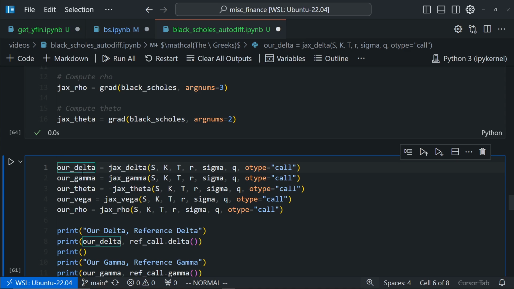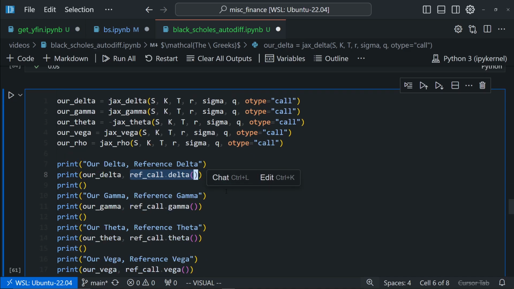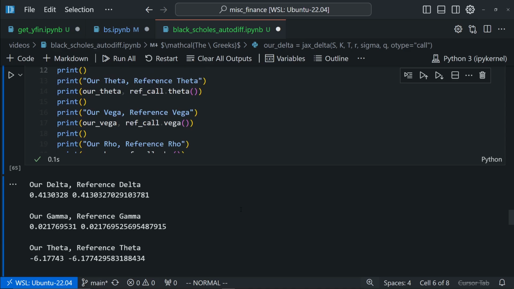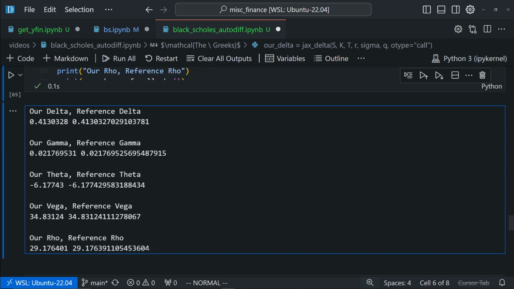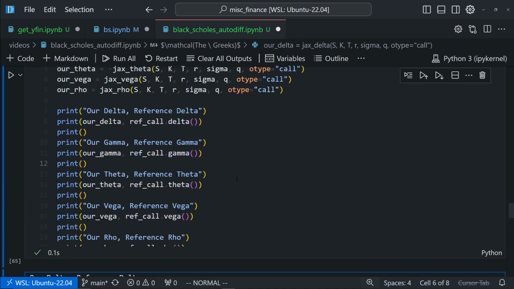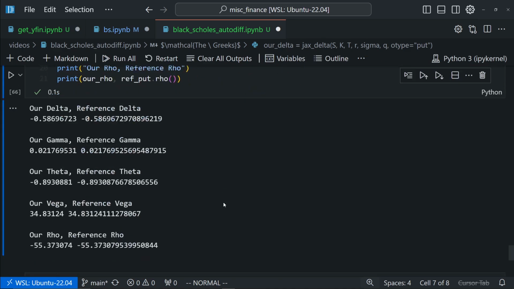Basically, I compute our delta, our gamma, our theta, our vega, and our rho, and then I compare it again to that package developed by someone else just to show you that this automatic differentiation does work as intended. So you see we get our delta, reference delta. All of these numbers are exactly the same, to within, of course, numerical precision that we care about. So that was for the call option. I'll just show you that it also works for our put options. And you can see we get all of these values here to be exactly the same.